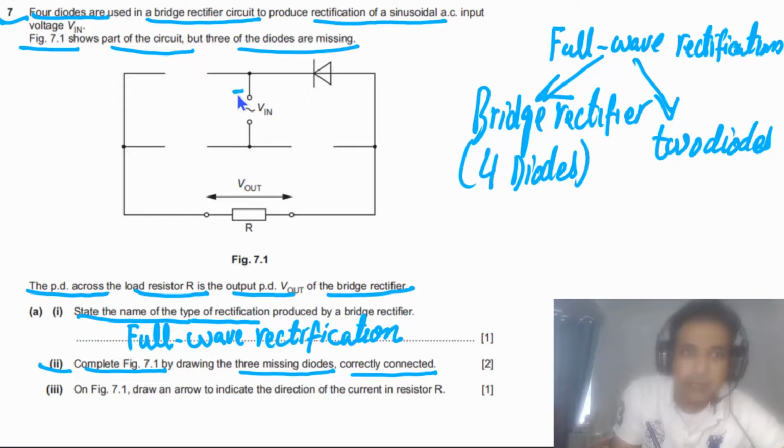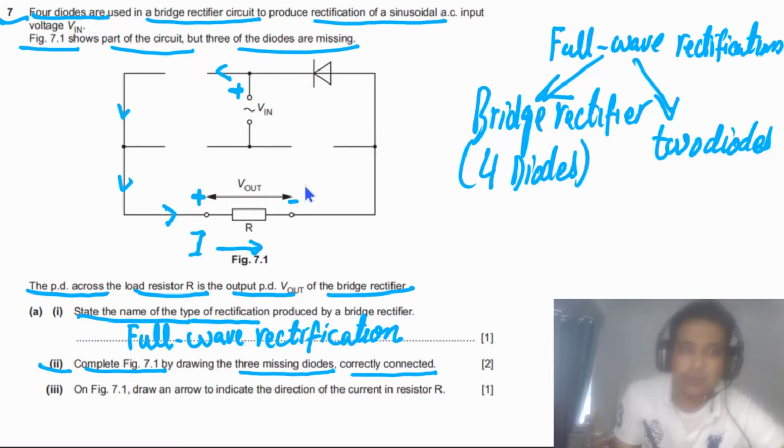Now imagine that if this terminal is positive, current will flow this way, then current will cross this junction and current will flow here. So the direction of current will be this way through this resistor. So it means this side has to be positive, means current has to enter from this side all the time, and this side of the resistor we can say is negative.